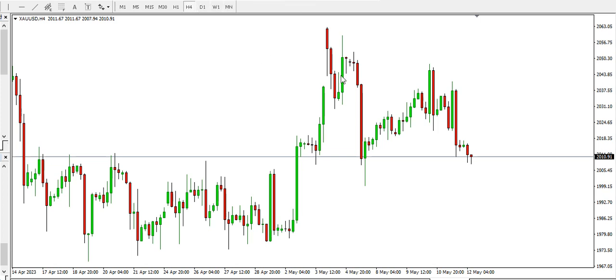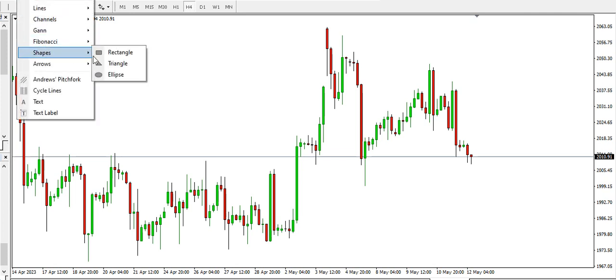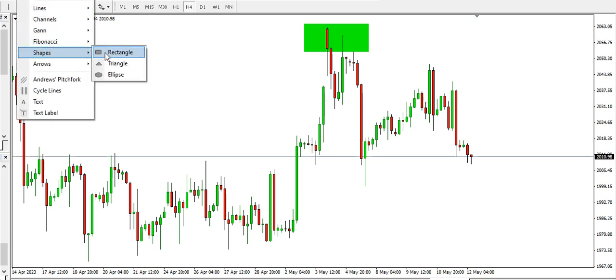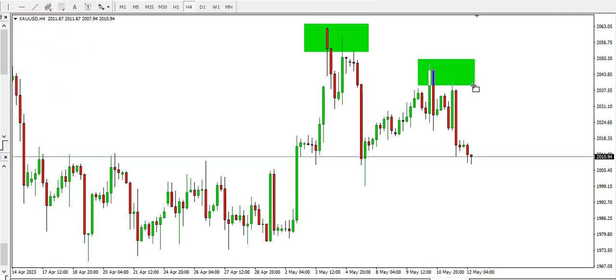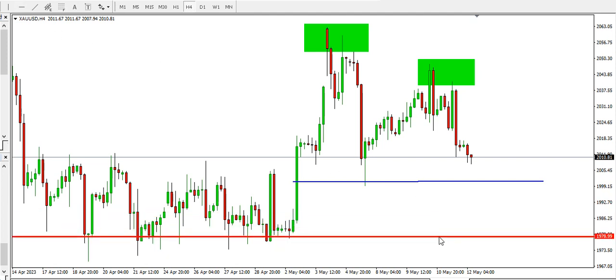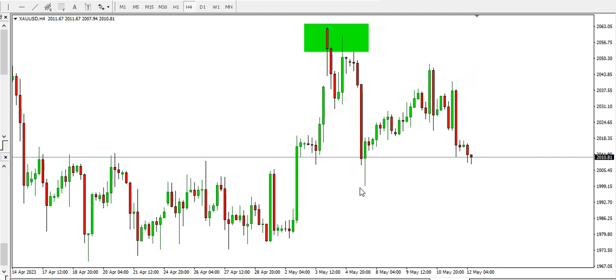XAUUSD on the 4-hour time frame. You can see a double top, an obvious double top. This is the first top, and this is the second top. This is the neckline. The neckline is around here. A break below this point will send price down to the bottom.